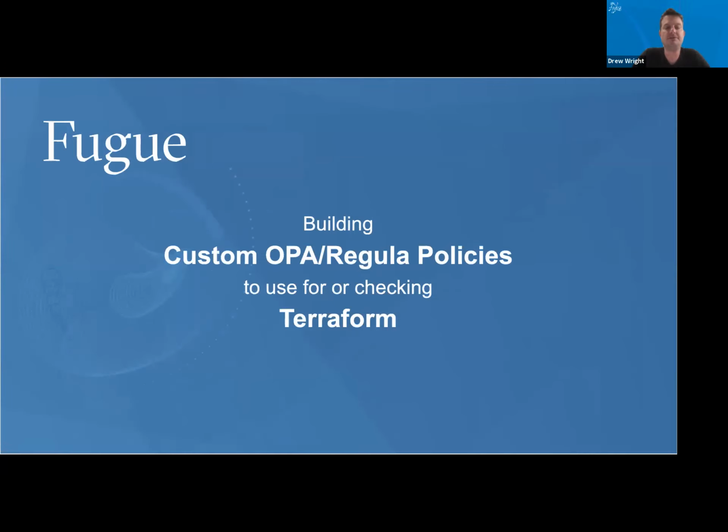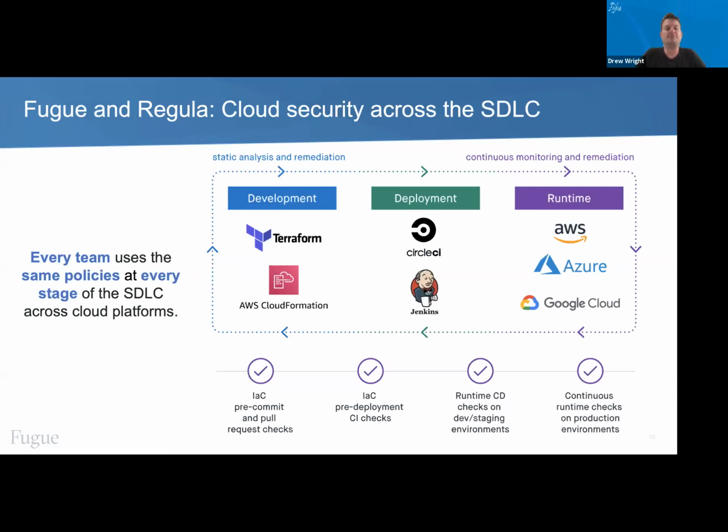So again, recapping, with this approach, obviously Regula can be used independently of Fugue to check Terraform and CloudFormation security. But if you want to combine that with Fugue, you can bring all of those policies that you're using for your infrastructure as code checks over to Fugue to check your cloud runtime environment with the same policies, avoiding all the conflicts and headaches that can come with using different rules and different tools for different areas of the SDLC for essentially the same thing.